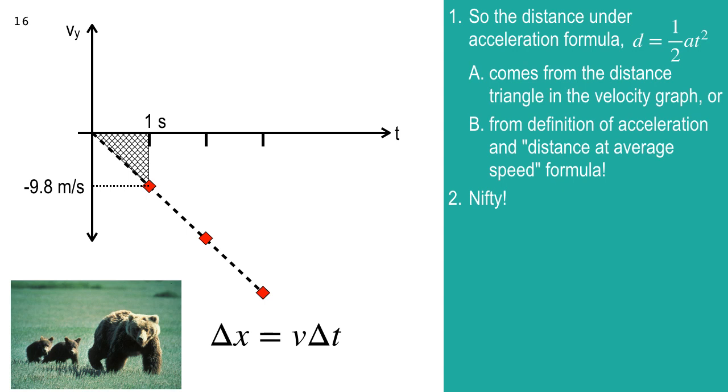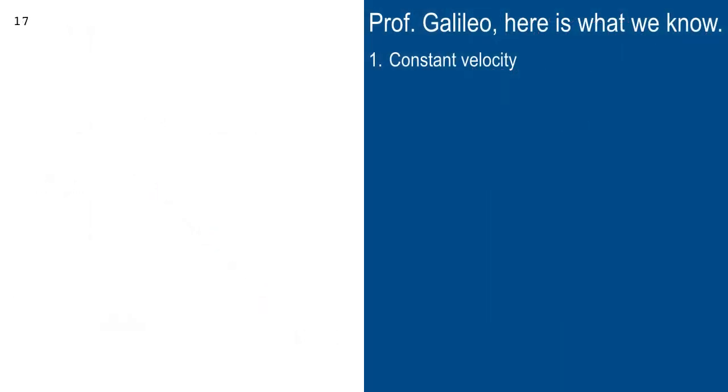Now that we've done this distance triangle business, let's do a little recap. Let's report to the dean of our college, Professor Galileo, on what we know. Constant velocity: delta x equals v delta t, or for simplicity, d equals vt. Distance equals speed times time. That's a good way to write it.